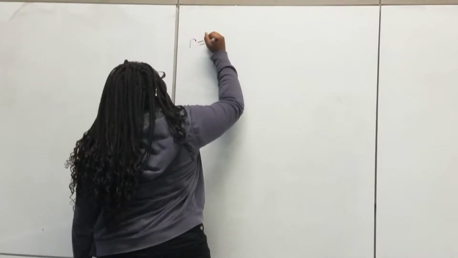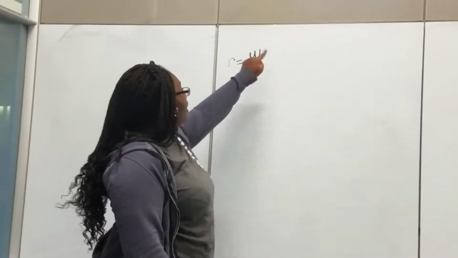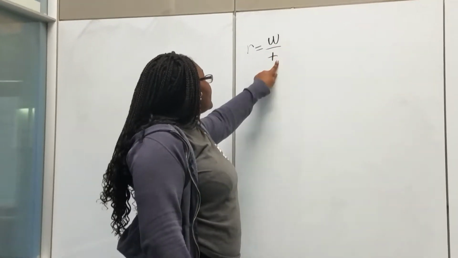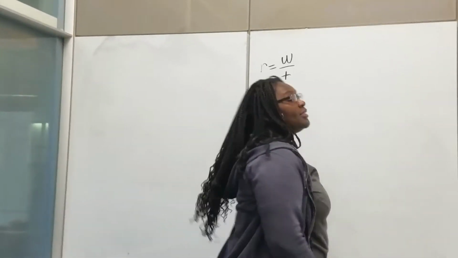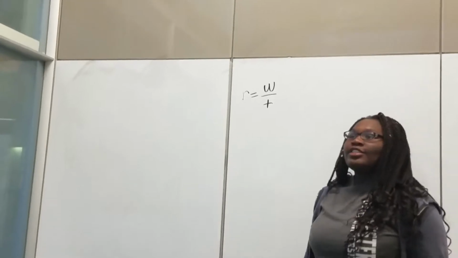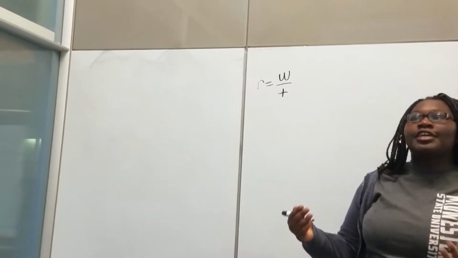So we are trying to find the rate at which the slower pipe fills up a pool. So we're going to use the equation R equals W over T. R represents the rate, W represents the water, and T represents the time. So the next step is to figure out an expression for each the slow pipe and the fast pipe.